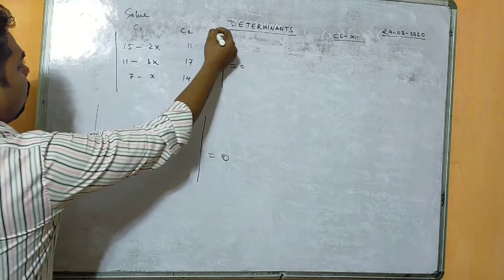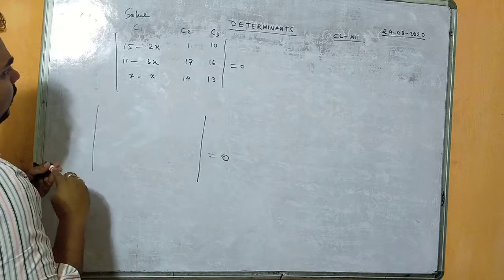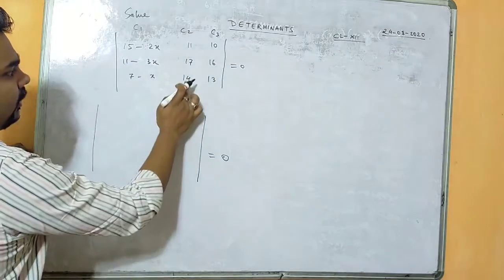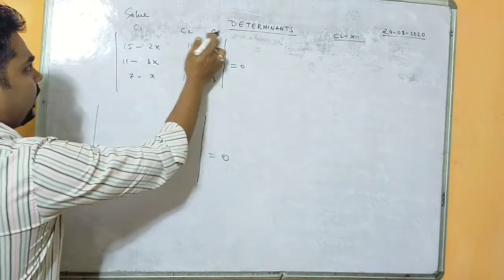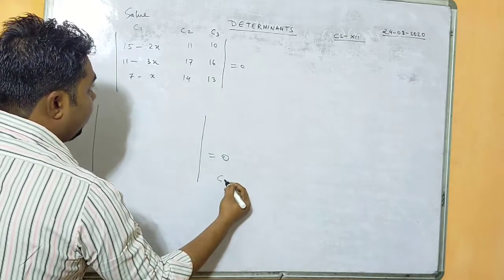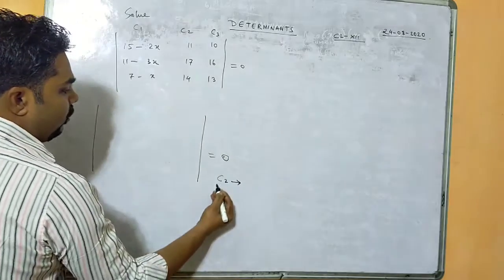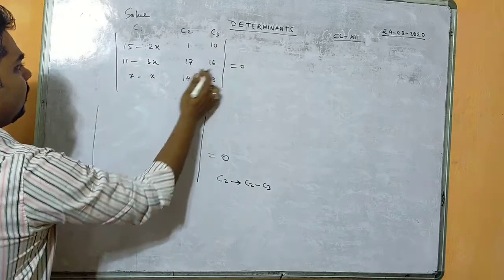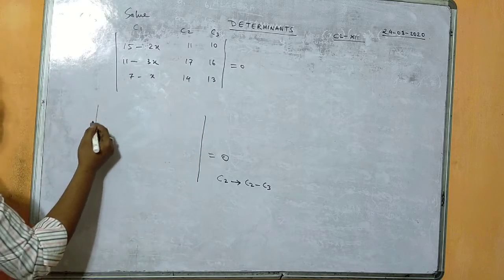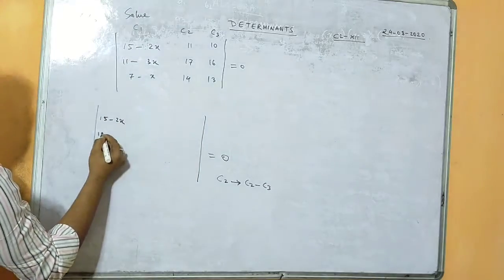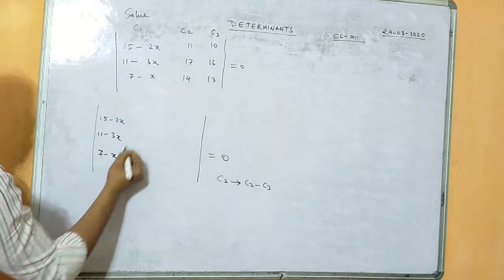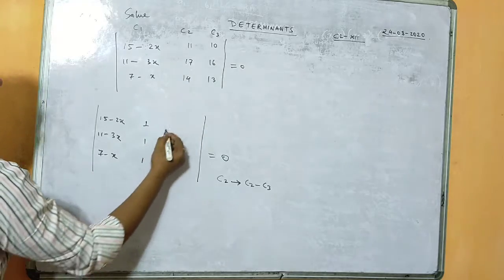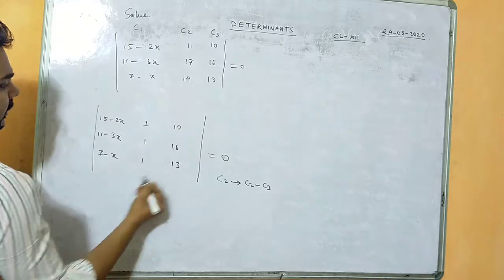Column 1, column 2, column 3. In column 3 when you see 11 minus 10 that is 1, 17 minus 16 that is 1, 14 minus 13 that is 1. That means we have to change column 2. So what change are we making here? We are making C2 minus C3, then we will get 1 1 1. So we will not change C1, so 15 minus 2x as it is, 11 minus 3x as it is, 7 minus x as it is, 11 minus 10, 1 1 1. So in each and every case we will get 1 1 1. So 10, 16, 30, right?